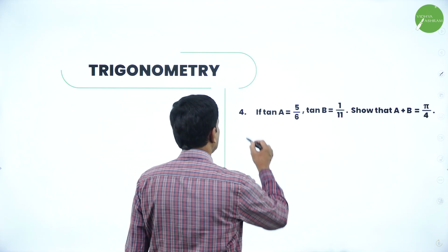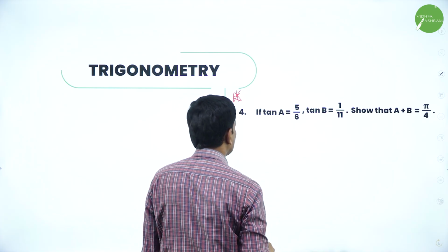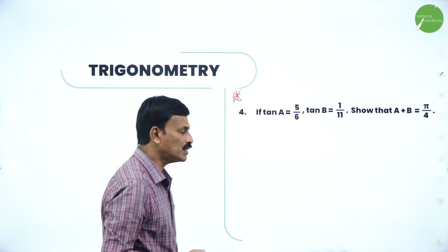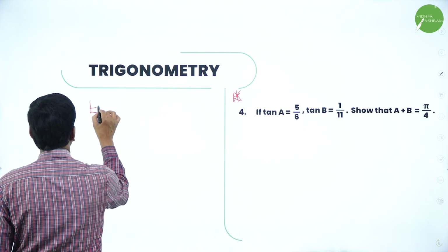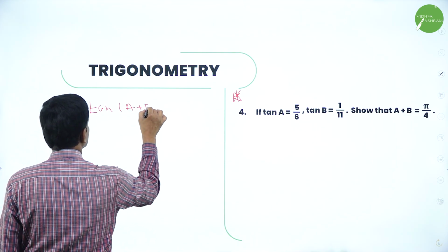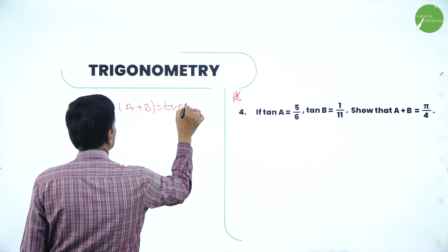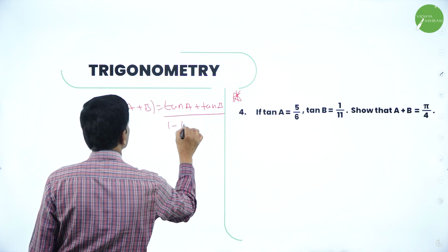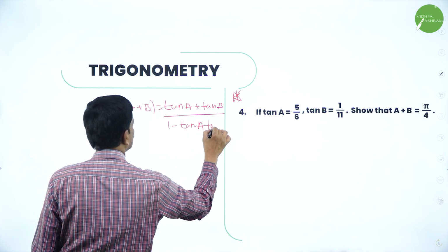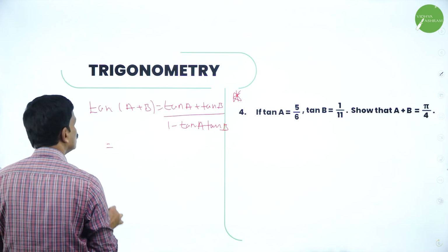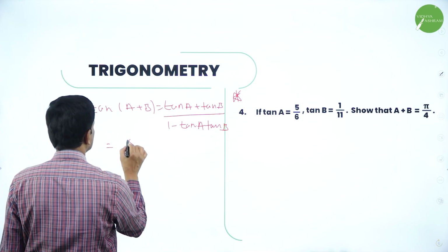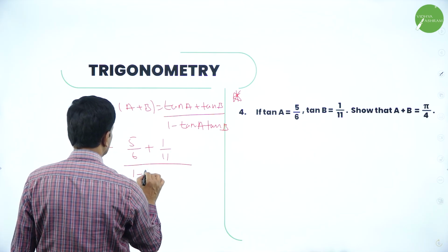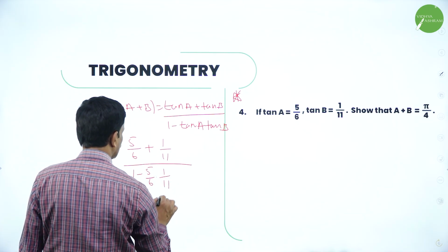This is also an important problem. If tan A is equal to 5 by 6, tan B is equal to 1 by 11, show that A plus B is equal to π by 4. Now, we know this formula. What is the formula for tan(A + B)? Tan A plus tan B divided by 1 minus tan A into tan B. Now, what is given? Tan A is equal to 5 by 6, tan B is equal to 1 by 11, divided by 1 minus 5 by 6 into 1 by 11.